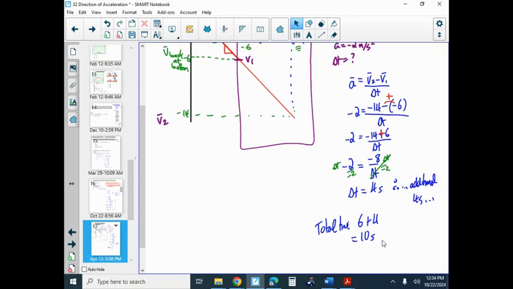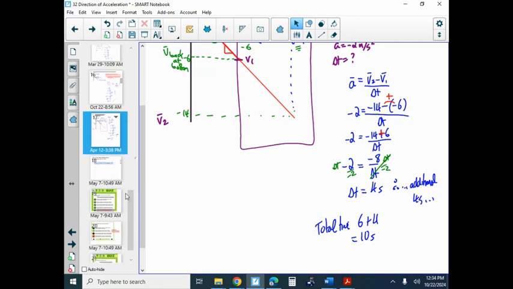Right, so the total time then, if you're adding it all up, would be the 6 plus the 4, giving you the 10. There's your paraphrasing, and so on. All right. So that's pretty much it.